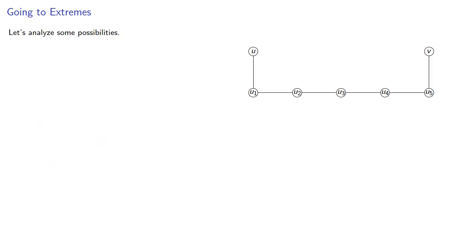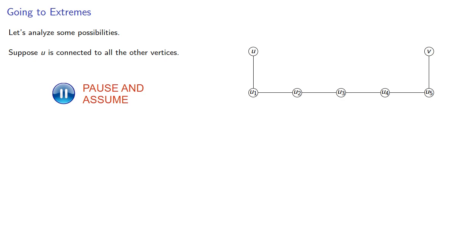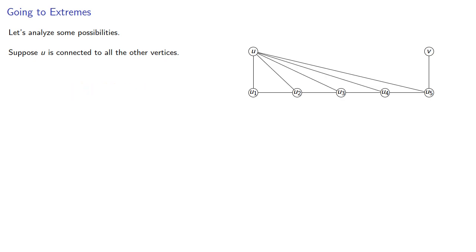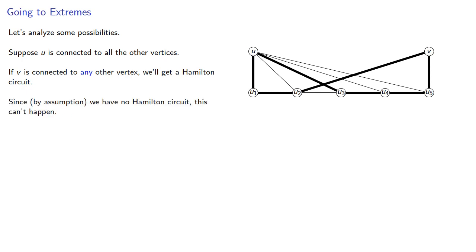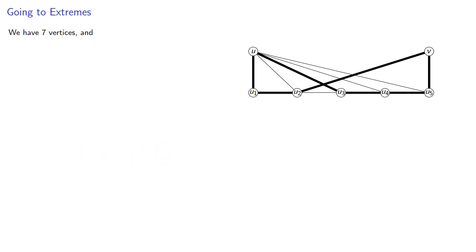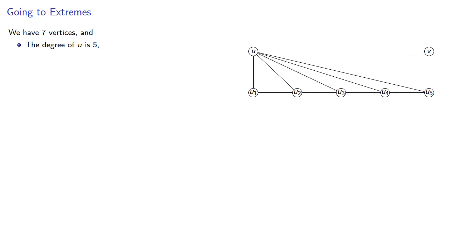So let's analyze some possibilities. Suppose U is connected to all the other vertices. If V is connected to any other vertex, we'll get a Hamilton circuit. And since, by assumption, we don't actually have a Hamilton circuit, this can't happen. So we note that we have 7 vertices, and the degree of U is 5. And the only way we can avoid having a Hamilton circuit is to make the degree of V 1. So the sum of the degrees of U and V is 6.